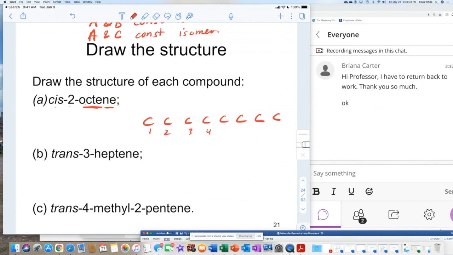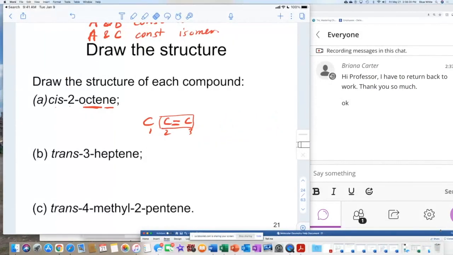1, 2, 3, 4, 5, 6, 7, 8. So on carbon 2 and 3, that's where my double bond is, right? I need to make this a cis. Cis means same side. So what I'm going to do here, these remain in the middle. I'm going to move all of these 1, 2, 3, 4, 5 up. I'm going to shift them up.